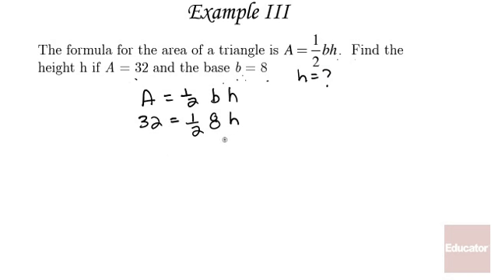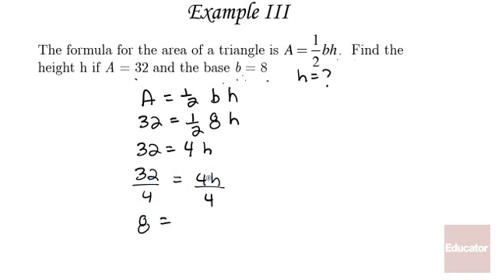What I need to do is isolate h. So first, simplifying this, 32 equals, well, 1/2 of 8 is 4, so that gives me 4h. Next, divide both sides of the equation by 4. So 32 divided by 4 and 4h divided by 4 in order to isolate that. Well, 32 divided by 4 is 8. 4's cancel out on the right. And then just rewriting this in a more standard form with the variable on the left, the height is 8. So again, first just writing out the formula, substituting in A and b, which I was given, and then solving for the height.